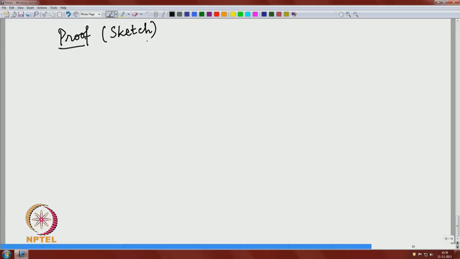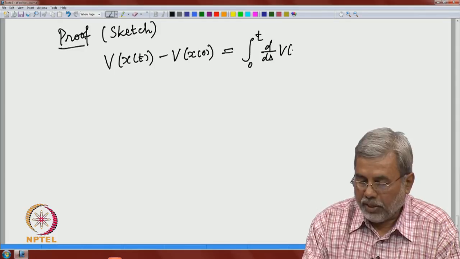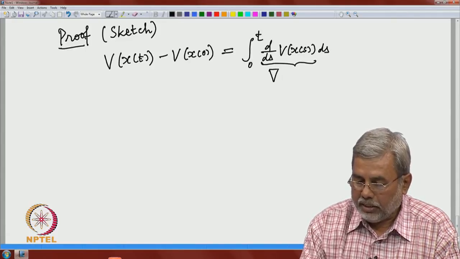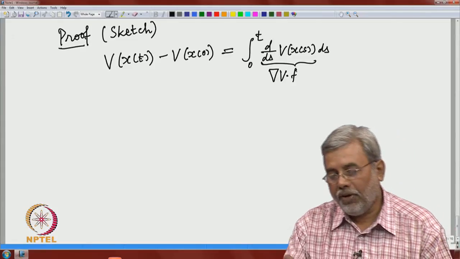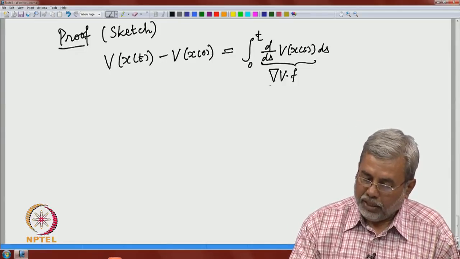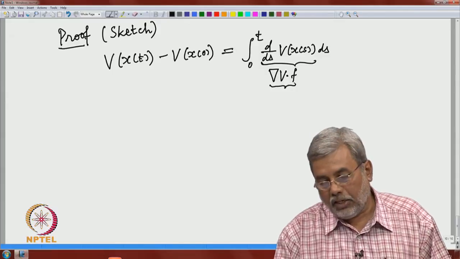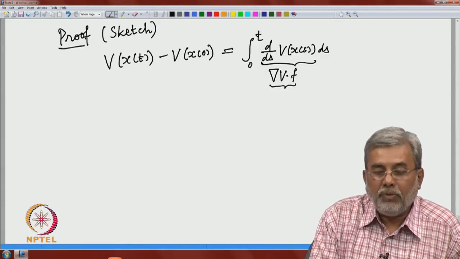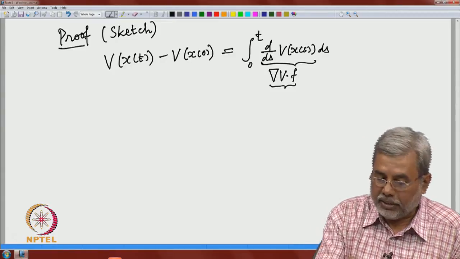Okay. So, again the starting point is the fundamental theorem of calculus. So, d by ds of V of x(s), and this we have already seen is del V dot f evaluated at x(s). Okay, that is fine. And now you see, our assumption is that this is non-negative. So, that means now V will be increasing. Okay. So, that is the idea. I am just sketching it.